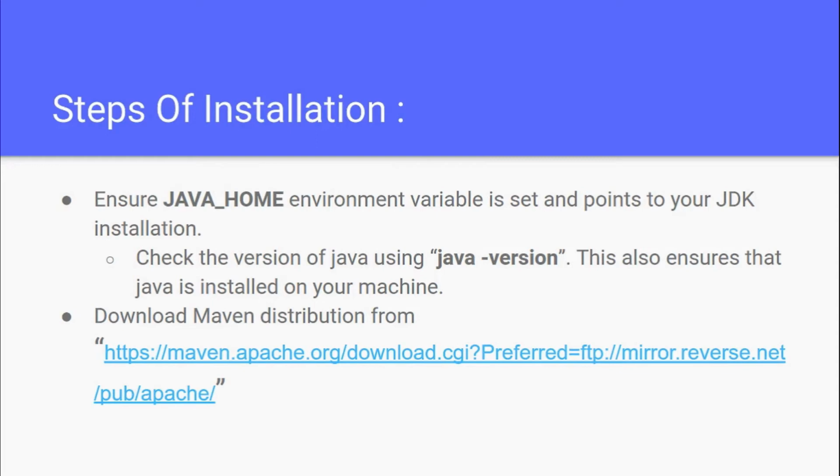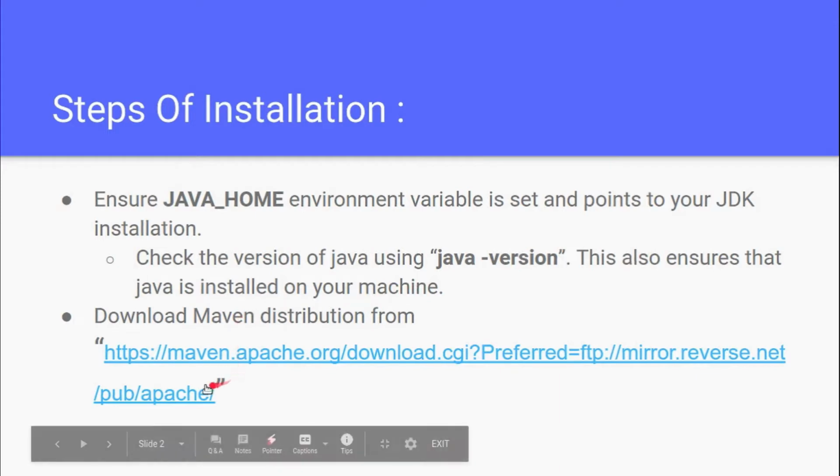Firstly, we need to make sure that Java is installed in our machine. To do so, we can use the Java version command. This command will provide us the version of Java which we are currently using in our machine, and it also ensures that Java is installed. After making sure that Java is already installed, we'll go ahead and download the Maven distribution from the following URL.